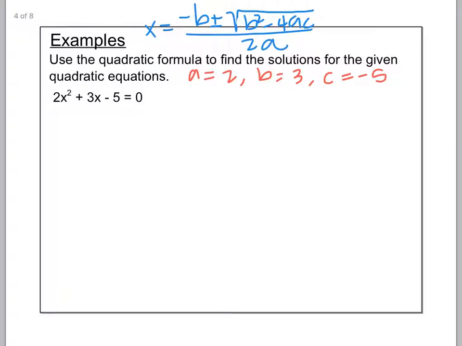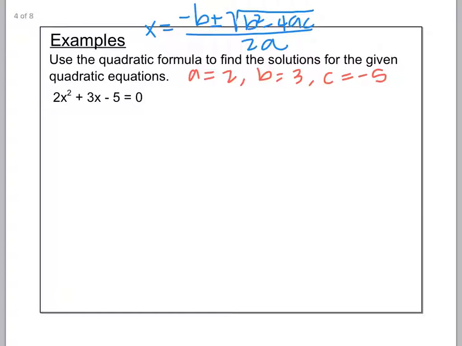Okay, moving on to some examples where we are actually solving. It says use the quadratic formula to find the solutions for the given quadratic equations. In blue, I rewrote the quadratic formula. You will get the quadratic formula on the test, so you don't have to have it memorized, but you want to be familiar with it.